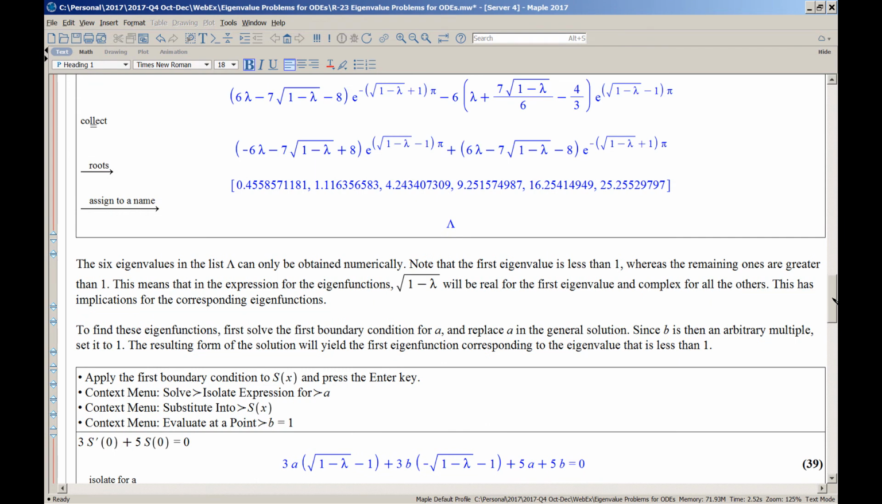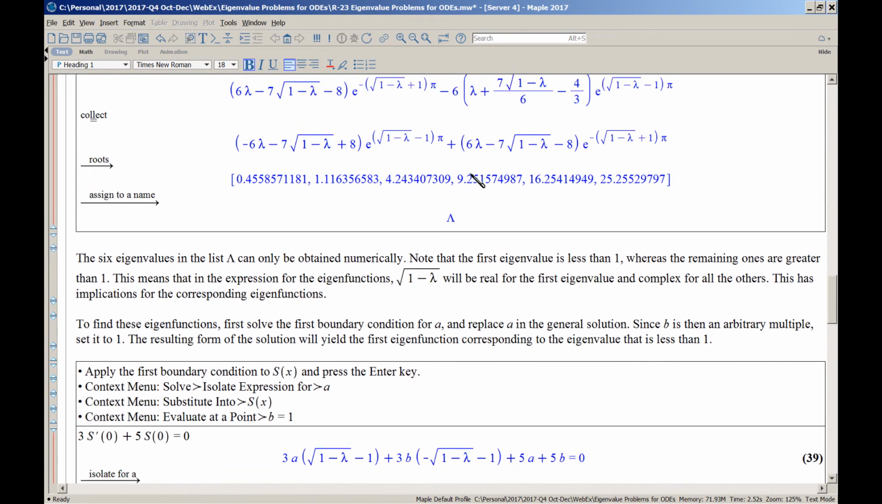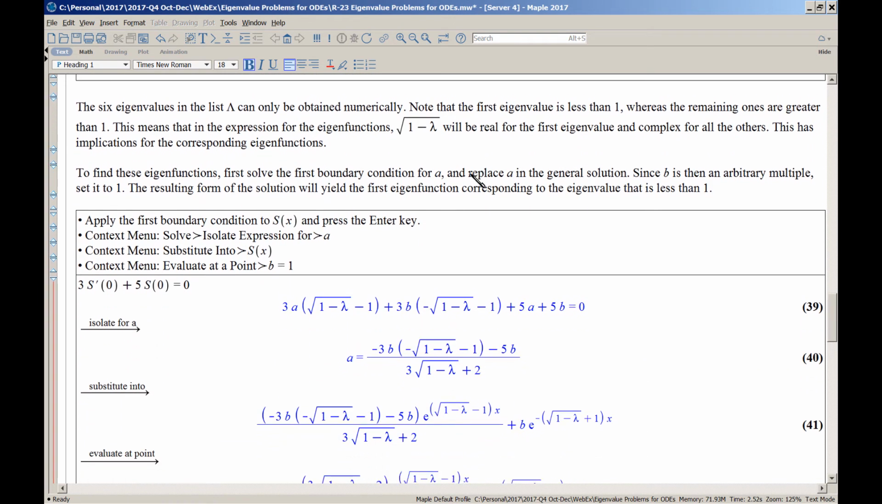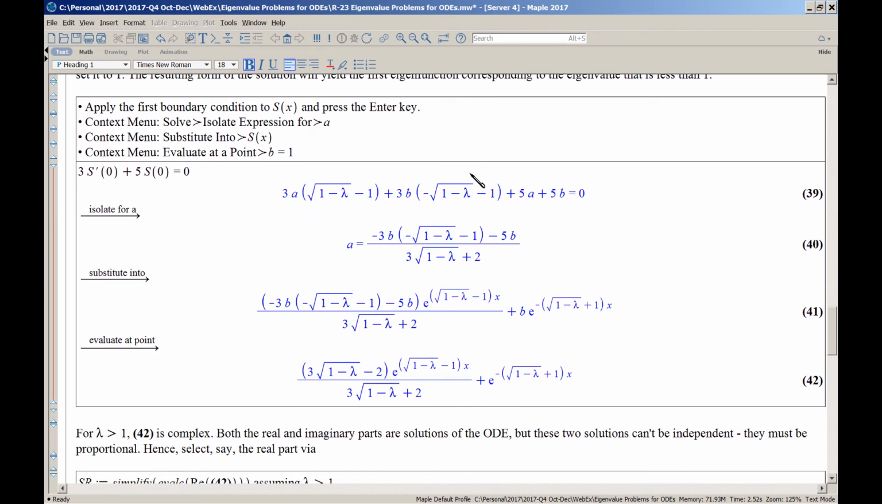And we also notice that for lambda less than 1, the stuff is real. But when lambda is greater than 1, we have imaginary exponentials to deal with. So the equations that I'm looking at now are kind of messy. I tried to come up with a way to make things a little bit more compact.